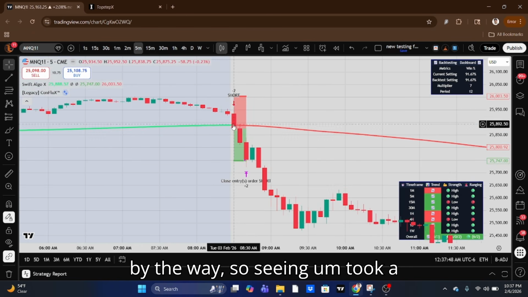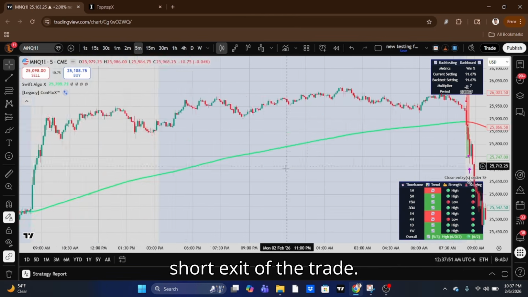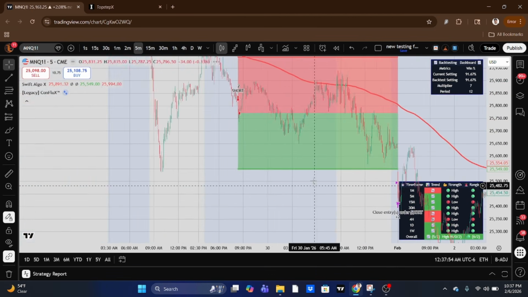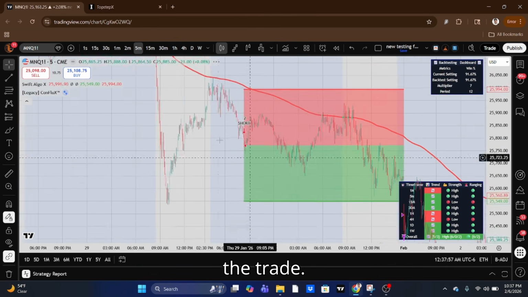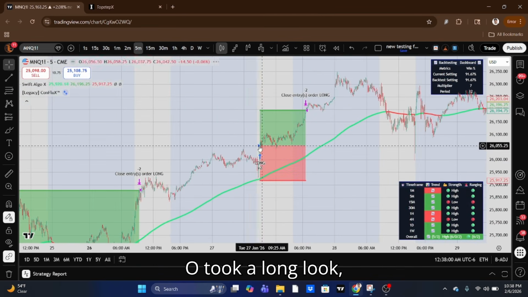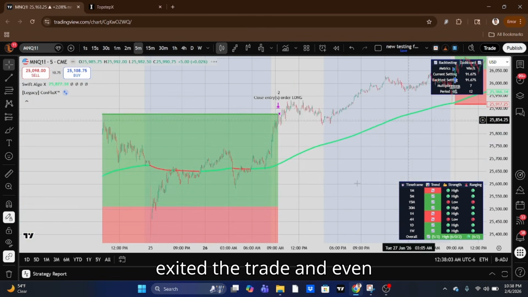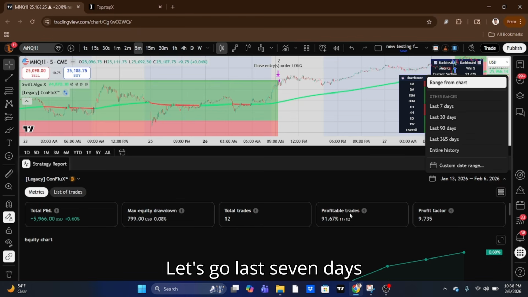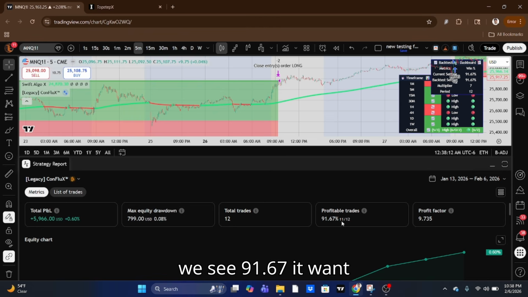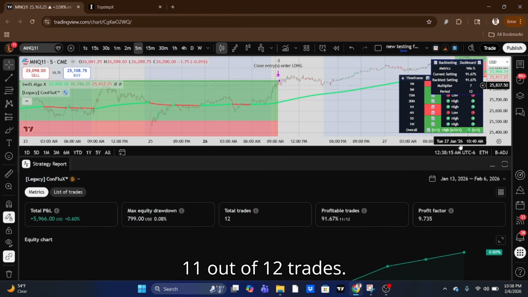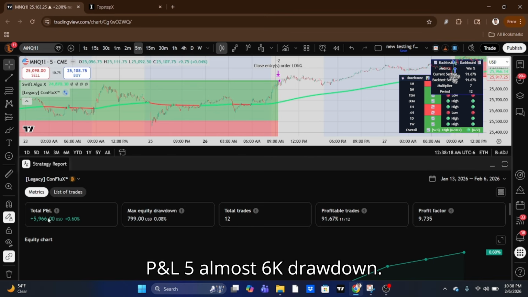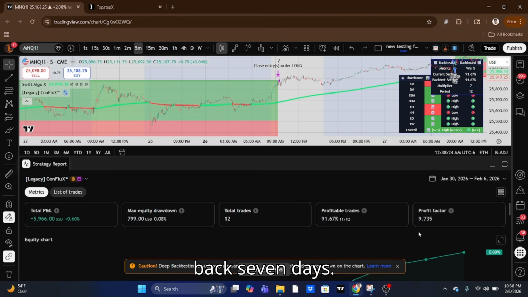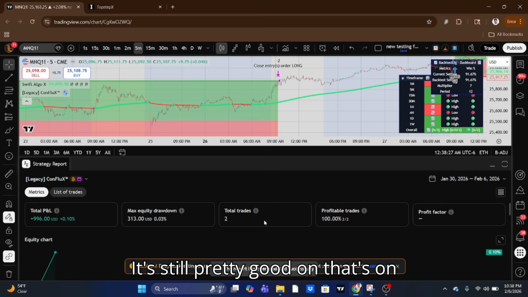So see, it took a short, exited the trade. See, it took a short again, it exited the trade. So it took a long, look, exited the trade. And if you look at the strategy report, let's go last 7 days. You see 91.67, it won 11 out of 12 trades. Profit factor 9.7, P&L almost 6K, drawdown almost 800. And if you go back 7 days, it's still pretty good. That's on 2 contracts of MNQ.